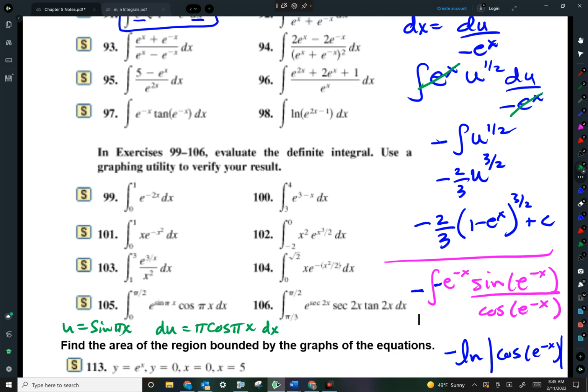Everybody okay with that? And so if I solve for dx, I'm going to have du over pi cosine pi x. Just because of my lack of space here, can you see that this cosine pi x is going to cancel this cosine pi x? And so I'm going to have the integral of e to the u. And what am I going to do with this pi right here? Move it out in front as a 1 over pi.